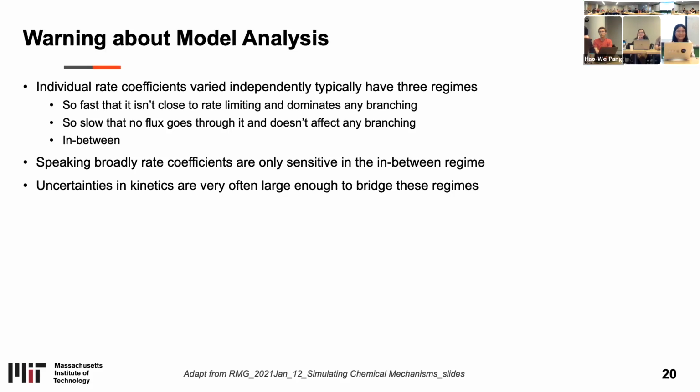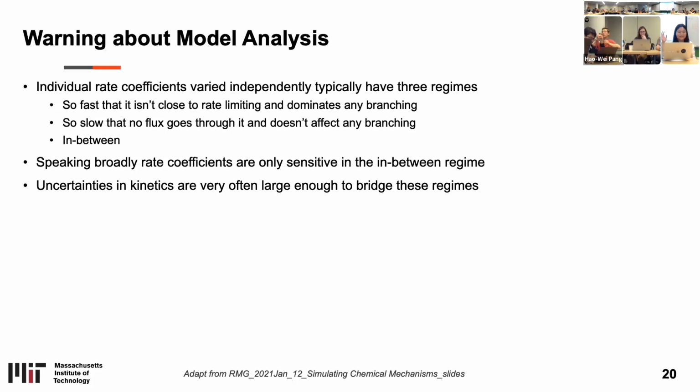Only some kinds of rate constants can actually appear in sensitivity analysis. Sometimes rates are so fast that they are not limiting anything, so even when there's some error in those rates, it won't show up in sensitivity. And sometimes they are so slow that they don't form anything. There's no flux, so they don't affect the branching, so they don't show up in sensitivity.